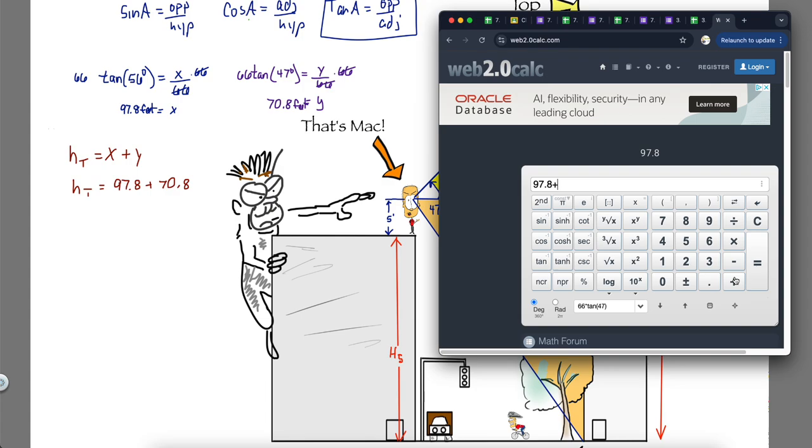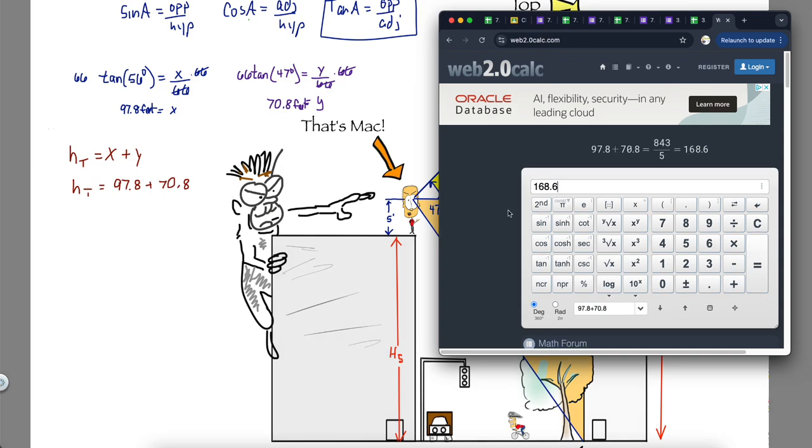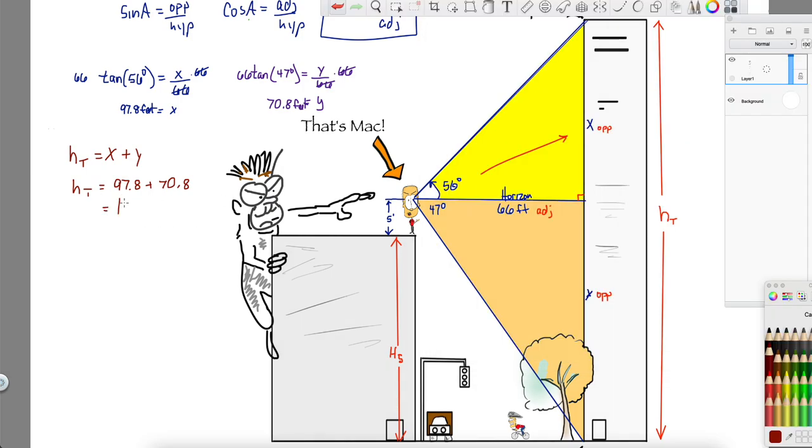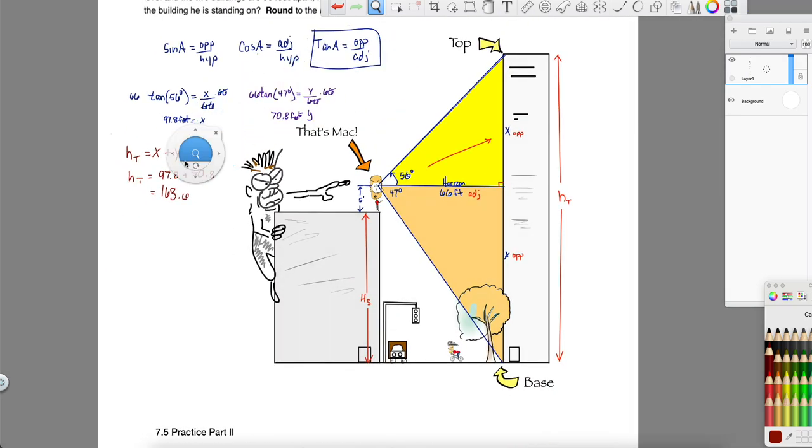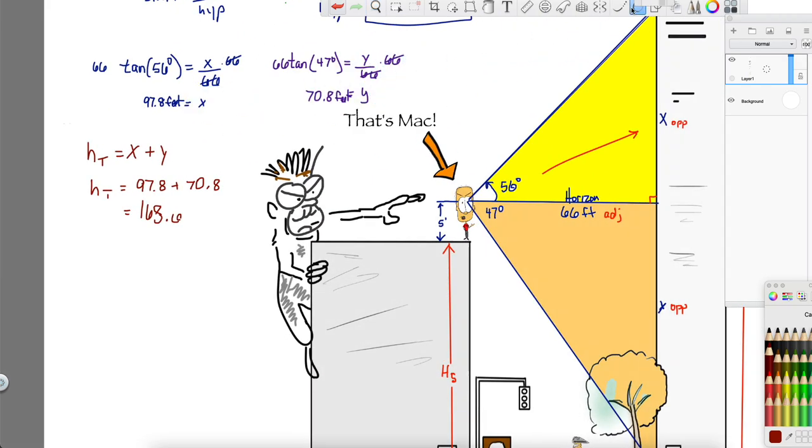97.8 plus 70.8 is 168.6, and I said round to the nearest foot, so 169. So the height is 169 feet, the height of the tall building.